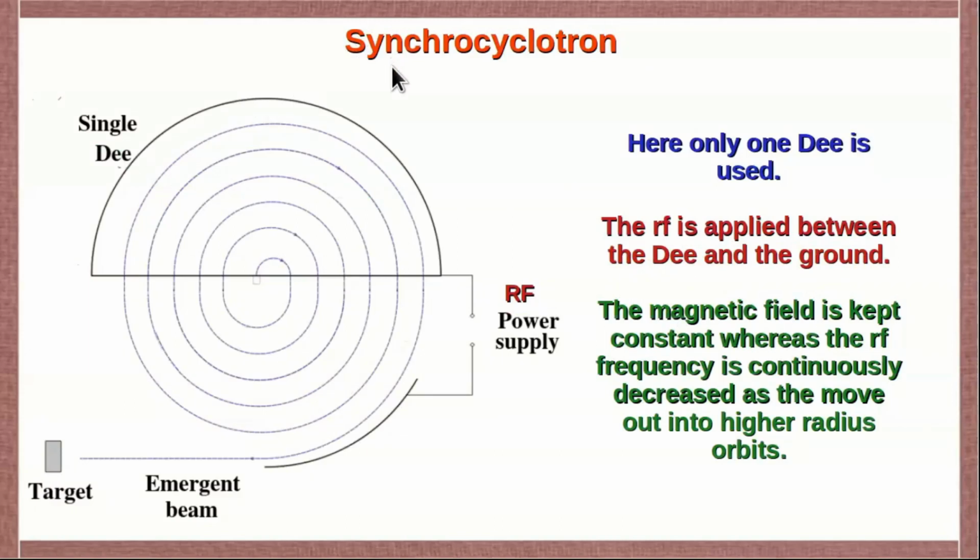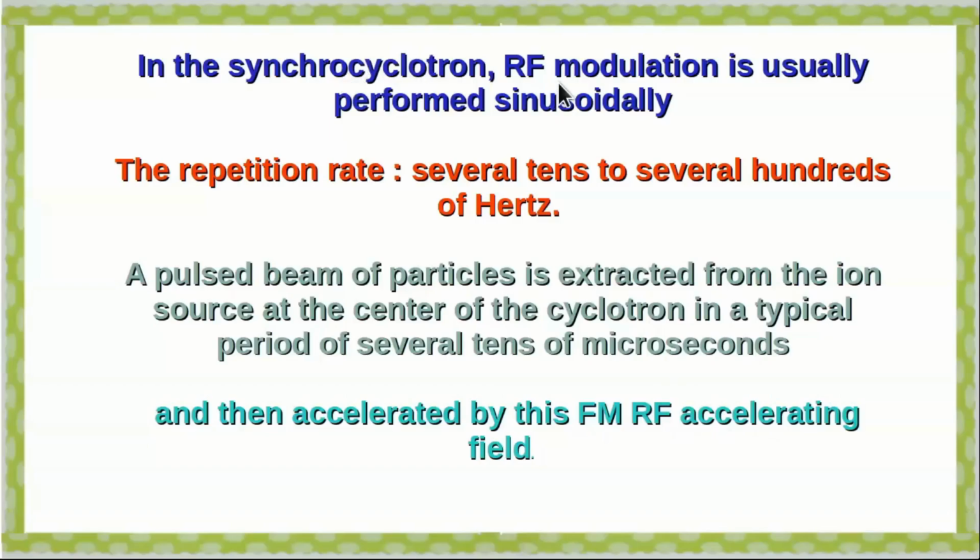Now here we can see the synchrocyclotron. Here only one D is used instead of the two Ds. The RF is applied between the D and the ground point. So this is the ground terminal. The magnetic field is kept constant, whereas the RF frequency is continuously decreased as the particles move out into higher radius orbits. In the synchrocyclotron, RF modulation is usually performed sinusoidally.